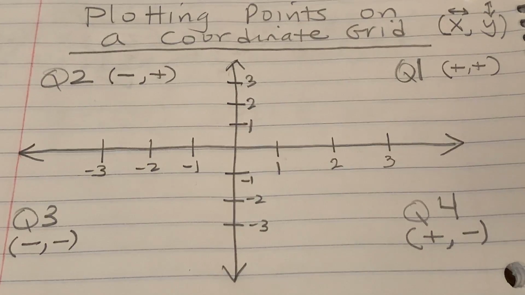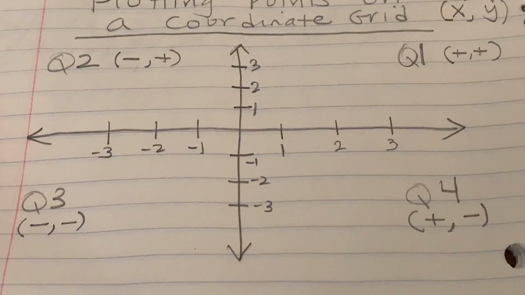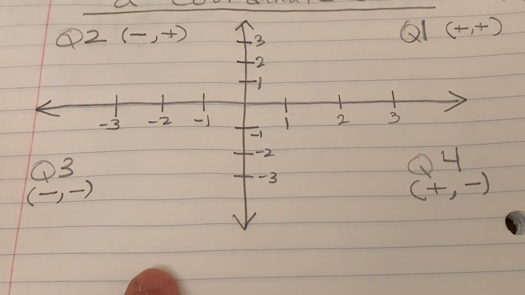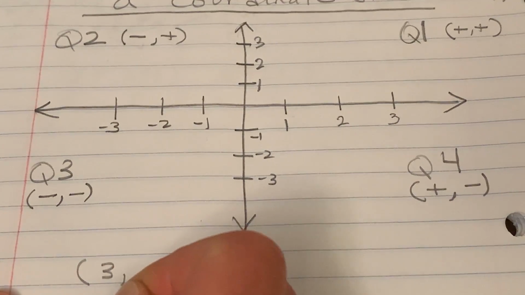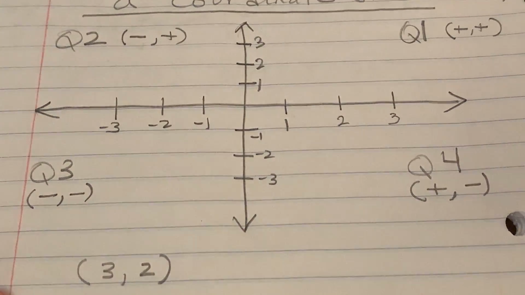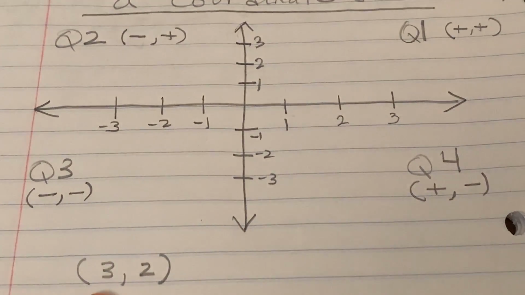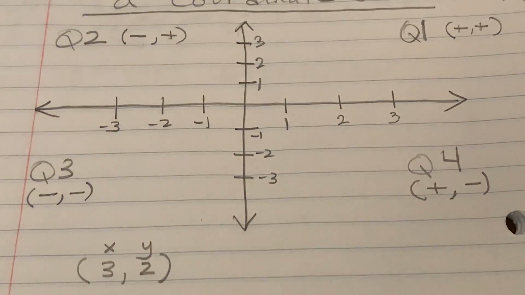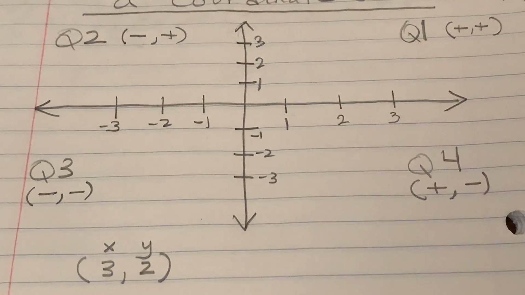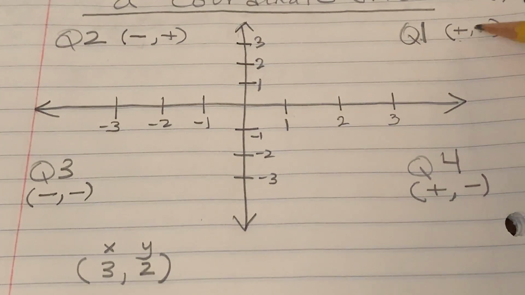Okay, so we're going to plot 1 point in each quadrant. I'm going to write them. I'm going to slide this up so I have some space to write. Our first point that we'll plot is going to be (3, 2). First we notice both my x and y are positive. So which quadrant will that be in? That's right, quadrant 1, because they're both positive.